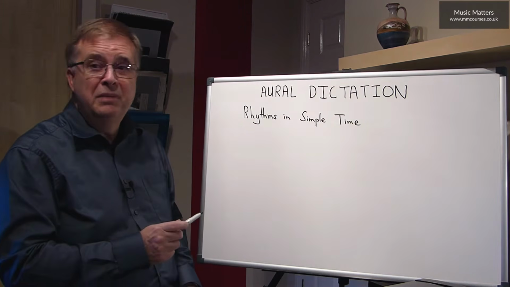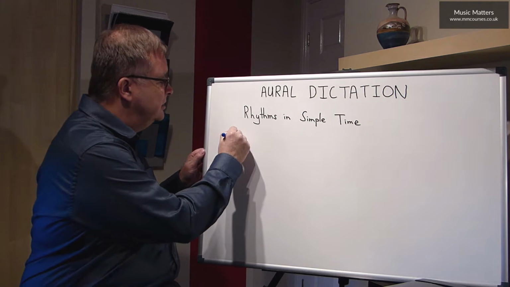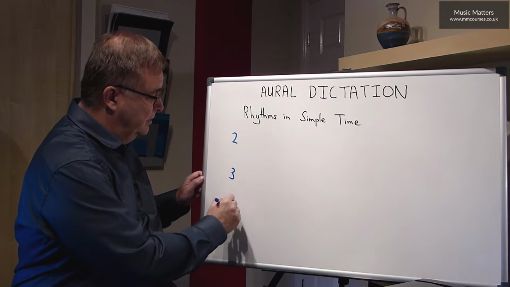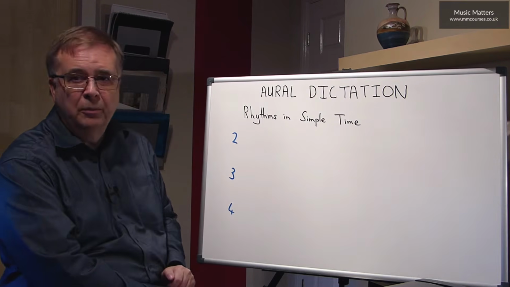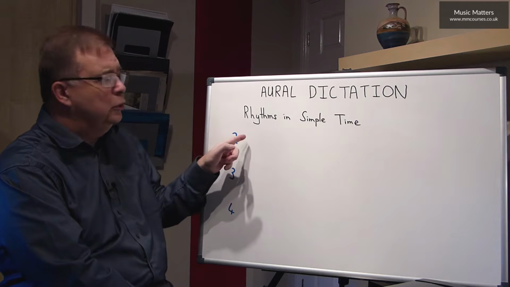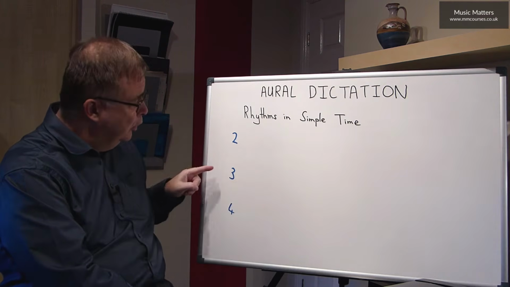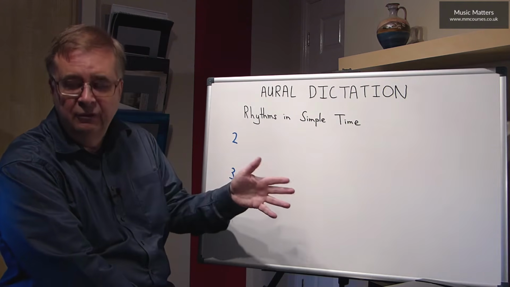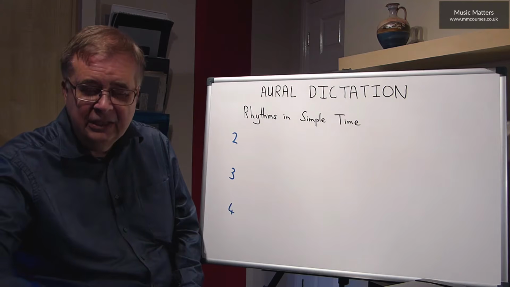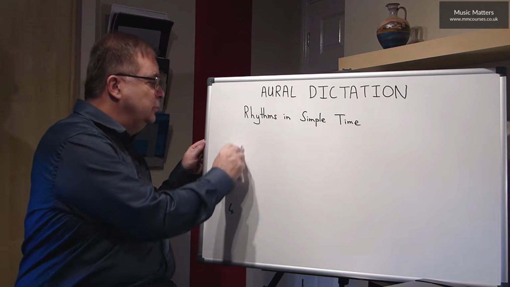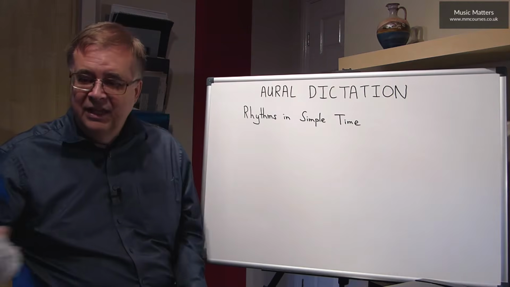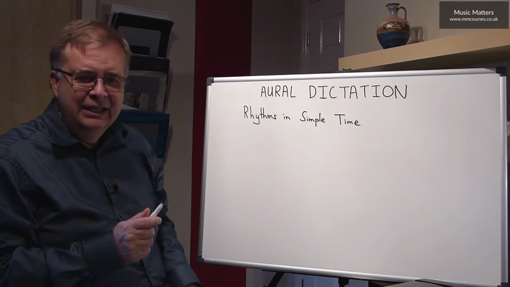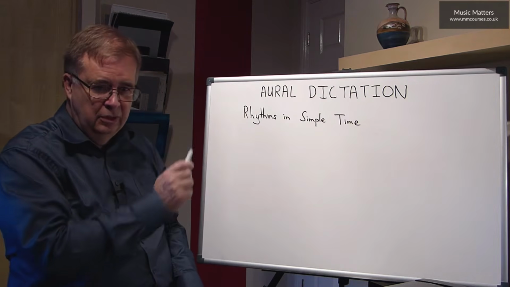Now, just to be clear what we mean by that, this is time signatures that either have 2 as the top number, or 3 as the top number, or 4 as the top number. So we may be in 2/4 or 2/2 or 2/8, or we might be in 3/4, 3/8, 3/2, 4/4, 4/2, 4/8, and so on. So these are rhythms in simple time, and we'll come on to compound time in the next film. And we're going to begin just by thinking about 3 very simple rhythms.